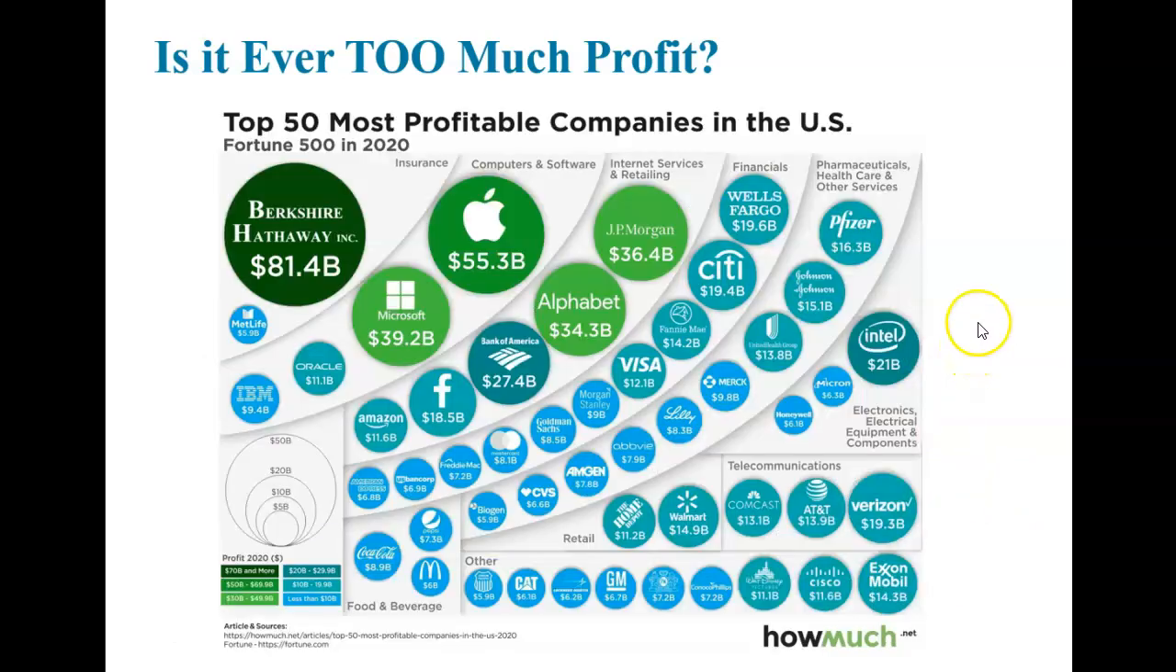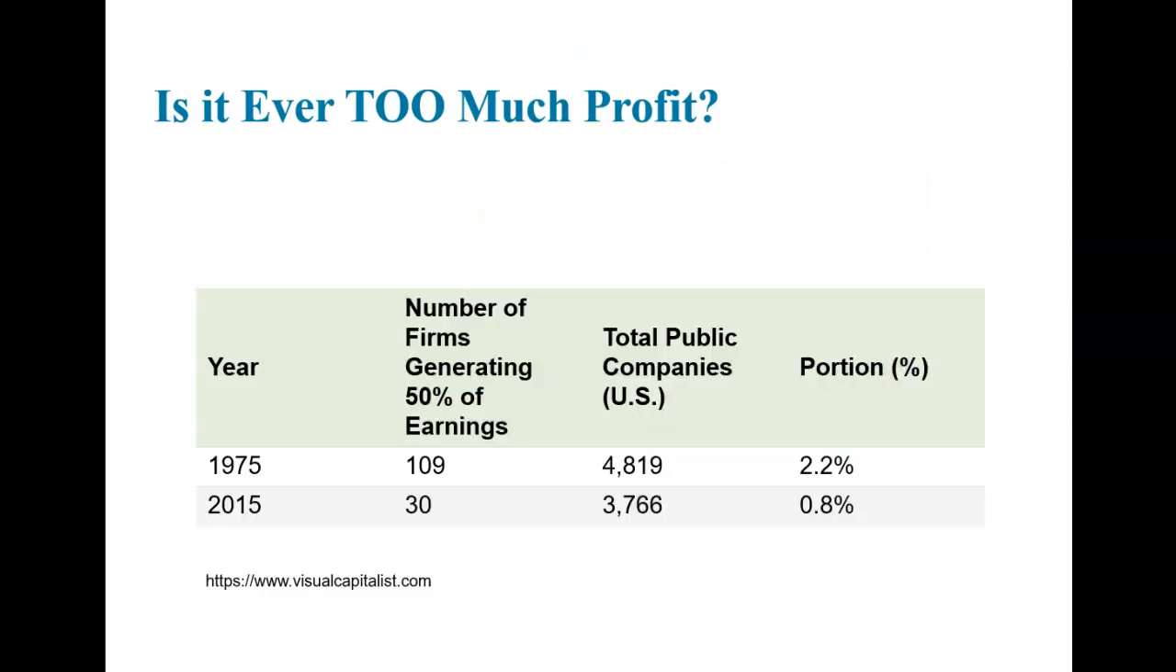The top 50 most profitable companies in the United States, and this goes back to 2020, Berkshire Hathaway, which if you don't know who that is, that's Warren Buffett's holding company. And you can see several others. You see Microsoft, you see Apple, these are huge amounts of profit that they make per year. So, that's a lot of money, right? Is it ever too much profit?